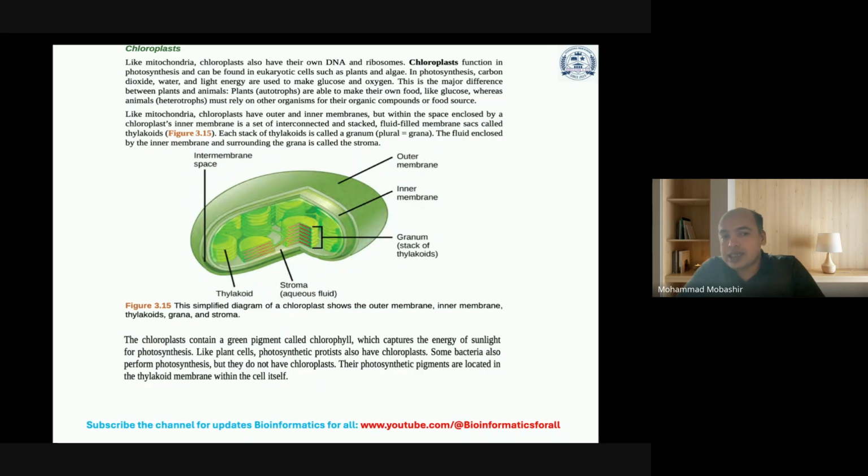The chloroplasts contain a green pigment called chlorophyll. Questions on chlorophyll come up several times; it captures the energy of sunlight for photosynthesis. Like plant cells, photosynthetic protists also have chloroplasts. Some bacteria also perform photosynthesis, but they do not have chloroplasts. Their photosynthetic pigments are located in the thylakoid membrane within the cell itself.